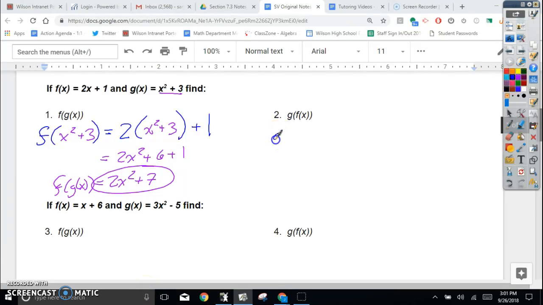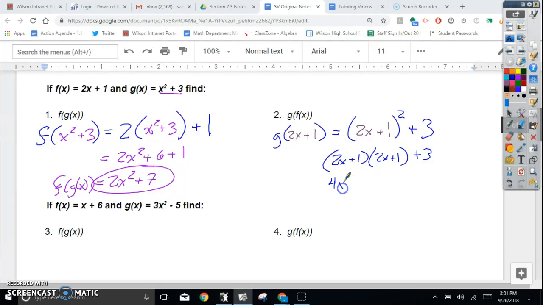Part 2. Now I have g on the outside, and f's on the inside. So now I have 2x plus 1 on the inside. I'm going to rewrite g. Now remember, again, when I rewrite the outside function, I leave a big blank where the x was, and inside the blank goes my f of x. So what we have here is (2x plus 1) times (2x plus 1) plus 3. So this is 4x squared plus 2x plus 2x plus 1 plus 3. So the final answer is actually somewhat nice: 4x squared plus 4x plus 4.